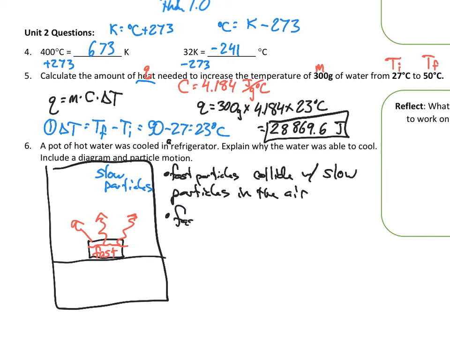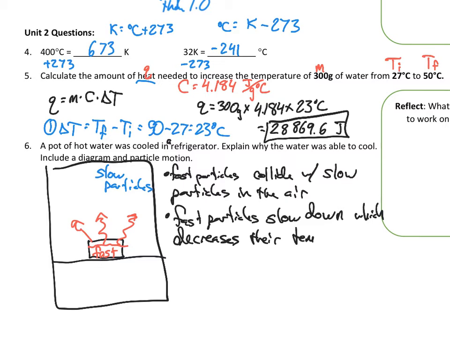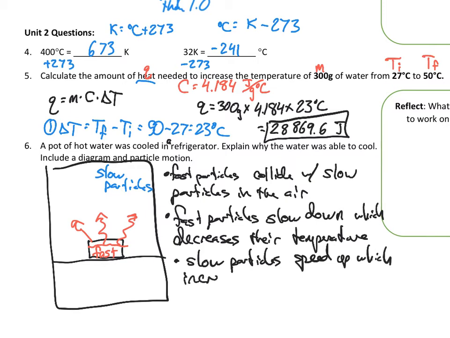Right? The fast particles slow down, which decreases their temperature. The slow particles speed up, which increases their temperature. And that's how that's going to happen.